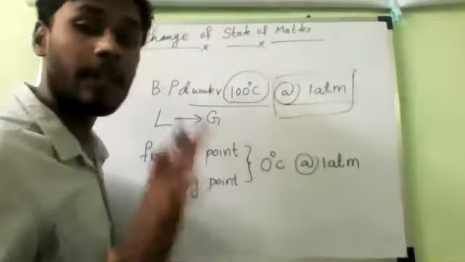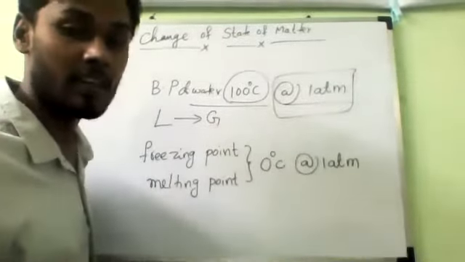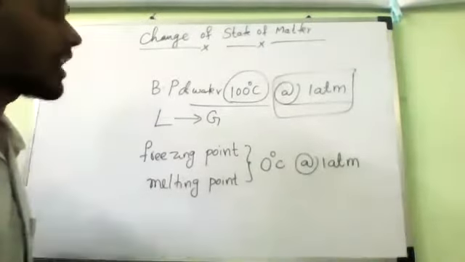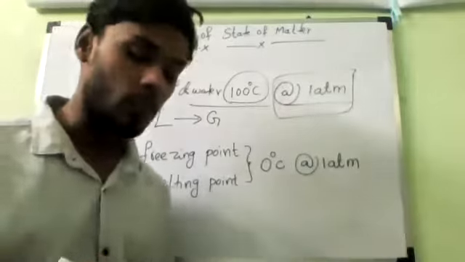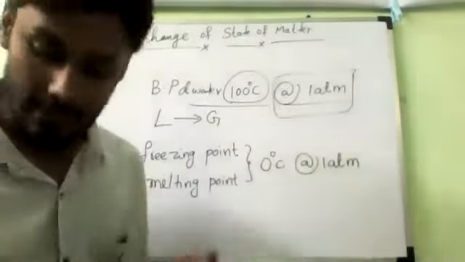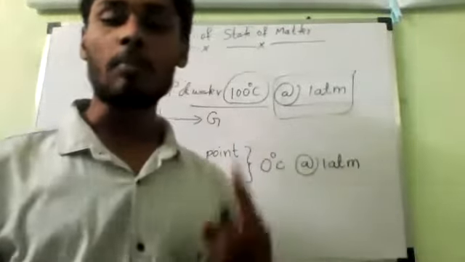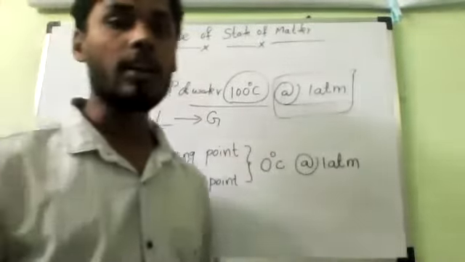100 degrees Celsius alone is also an incomplete definition. It is not accepted in higher classes. Understand? So from now onwards, if somebody asks you what is the boiling point of water, what will we say? It is 100 degrees Celsius and 1 atmospheric pressure. 1 atm, 1 atmospheric pressure.